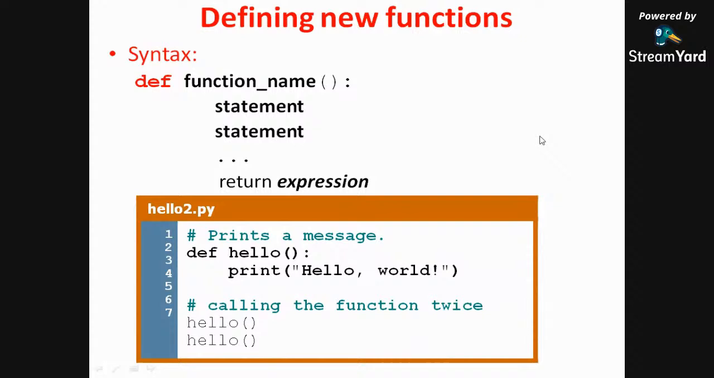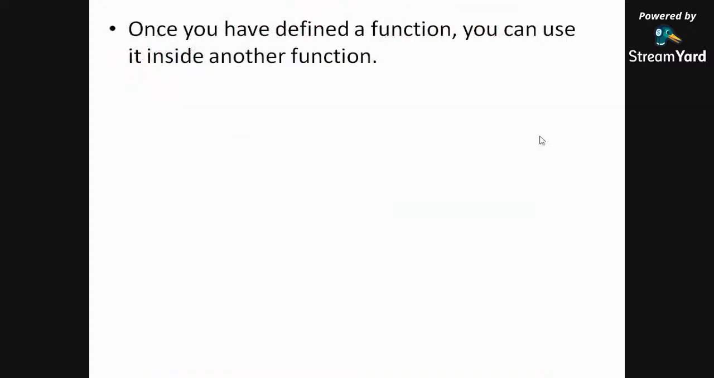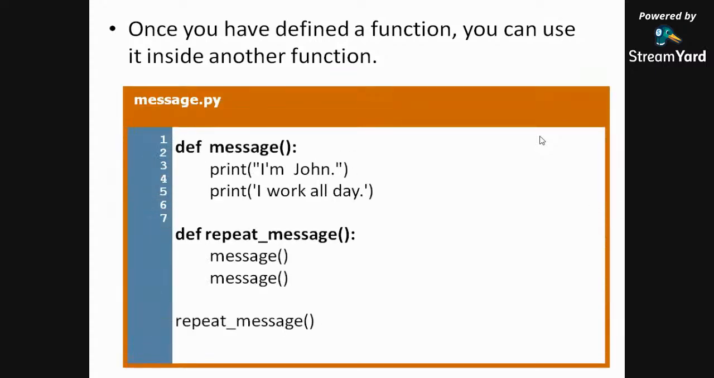Now, this is a simple function definition and a function call. Okay, so the function definition must be above the function call code, and statements inside the function must be indented. These two things must be remembered when you write a new function. Now, once you define a function, you can use it in another function. Okay, a simple example program you can see.